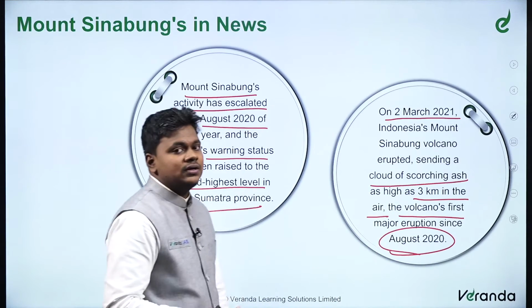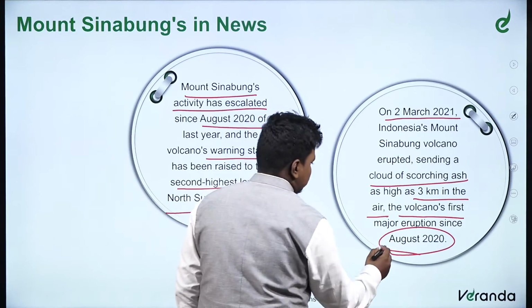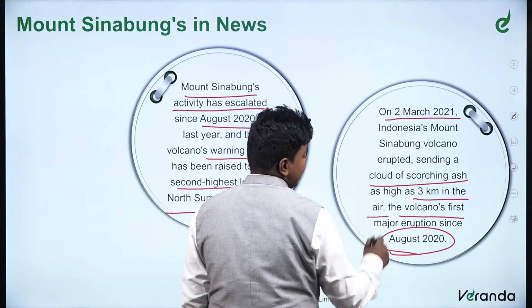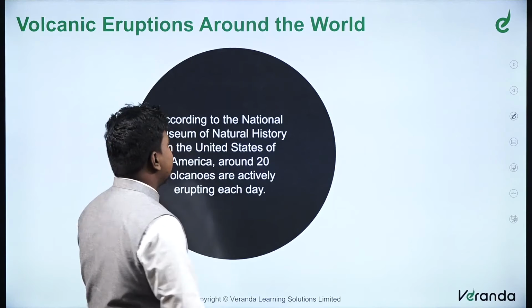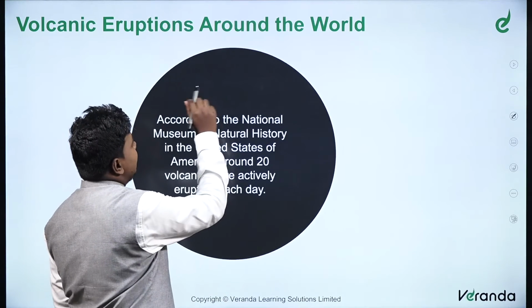So it has happened ever since August 2020. So in March 2021, it erupted again. So that is why it is in the news. Further, let's see about the volcanic eruptions around the world.